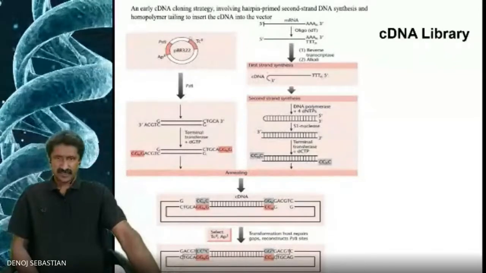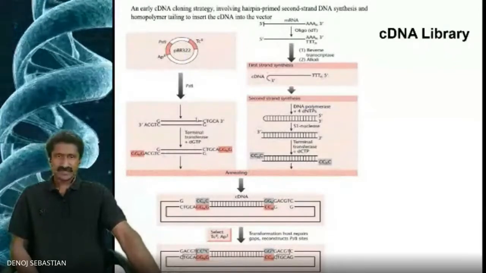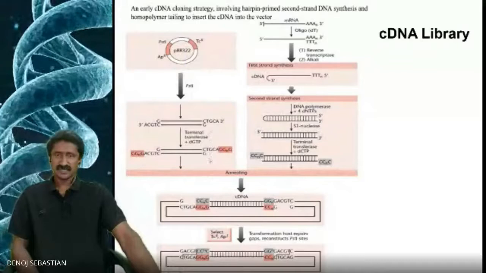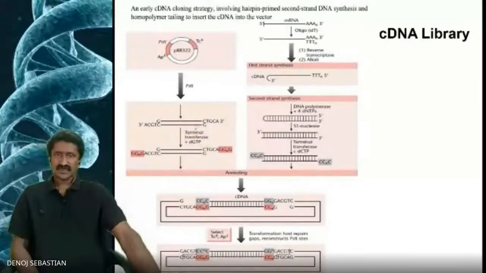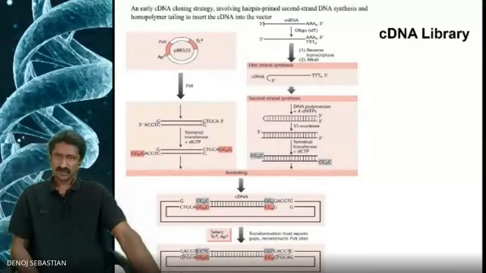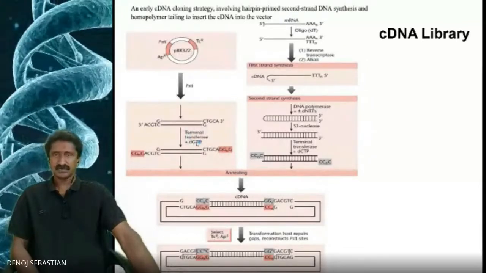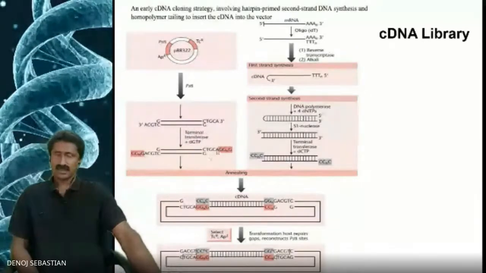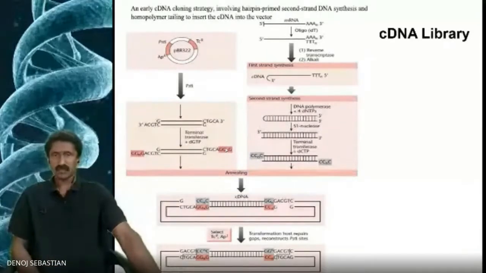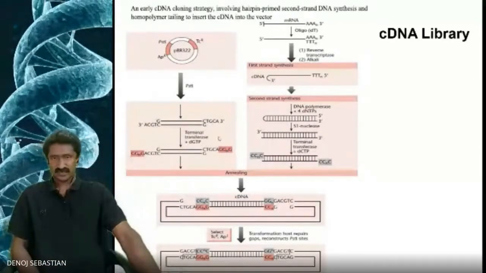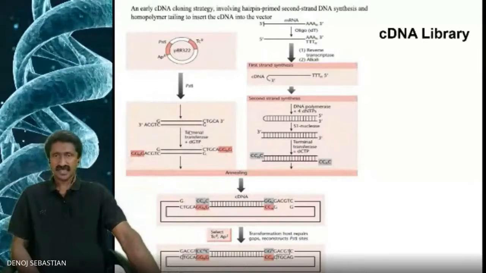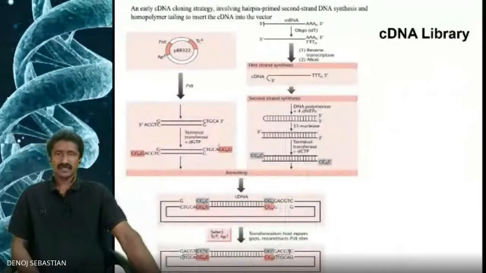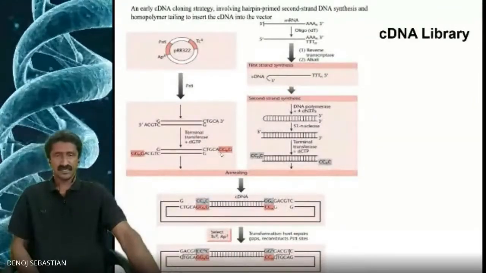Here the vector can be cut open and linearized by the PstI restriction enzyme, so it is linearized, and then a terminal transferase with dGTP, or deoxy GTP, is used against that linearized vector, which will add poly G at both ends of the sticky edge. So the terminal nucleotide transferase and the specific nucleotide will add the poly G at the ends of the linearized vector.